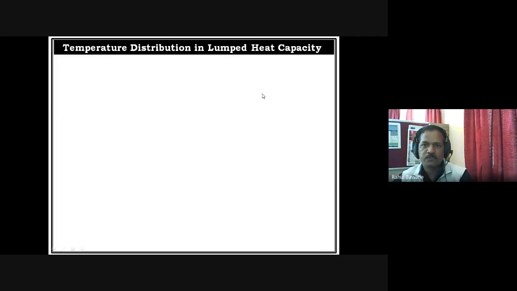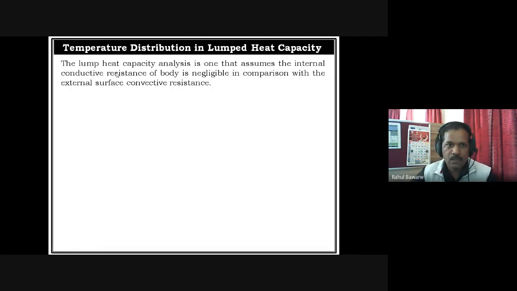Now the main derivation for such a system: temperature distribution in lump heat capacity analysis. So till now the idea is clear. What is lump heat capacity analysis? The lump heat capacity analysis is the one where we assume internal conduction resistance is zero, negligible, as compared to external convective resistance. It assumes the internal conductive resistance of the body is negligible in comparison with the external surface convective resistance.